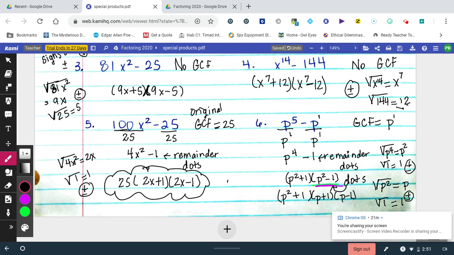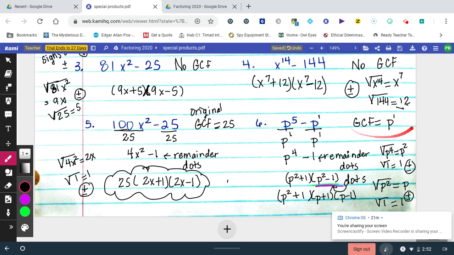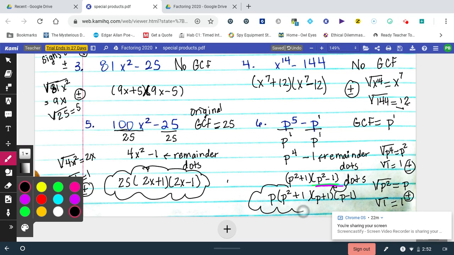Now somebody's saying, what about the original GCF, Miss Blue? The original GCF was P. The original GCF always sits in the lead, so you put it right there. So all of this is the completely factored form of p to the 5th minus p. Again, I'm just going to make sure you understand that this sits right there. And that's that, guys.